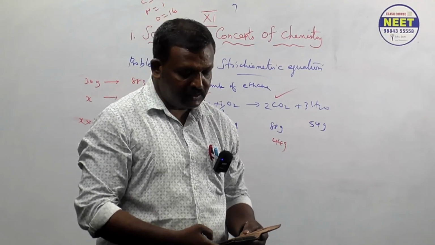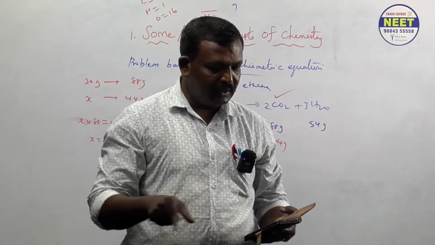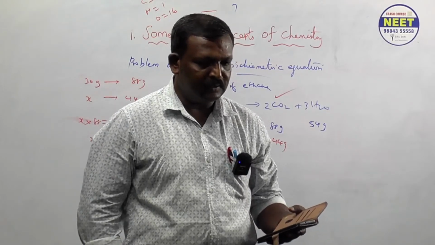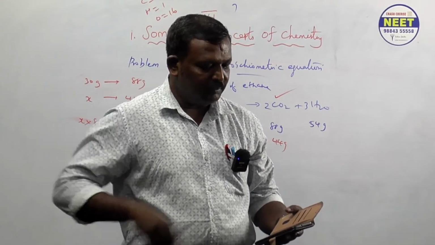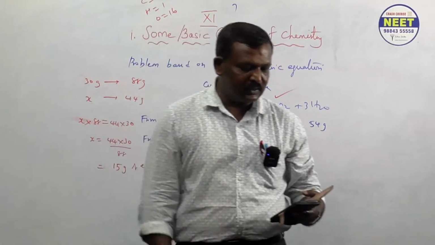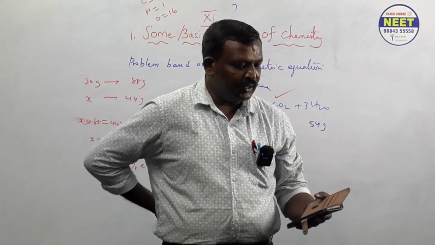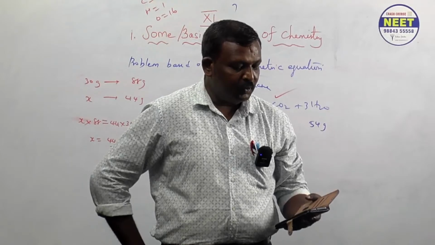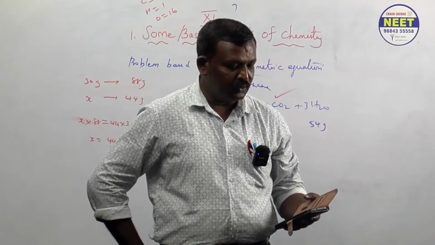5.6 liter of methane. 5.6 liter of methane are ignited in O2 gas. That's called combustion, given directly. Full stop. Calculate the number of moles of CO2 formed.